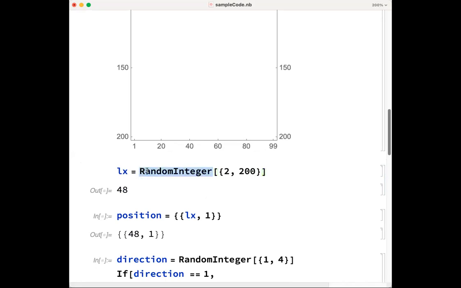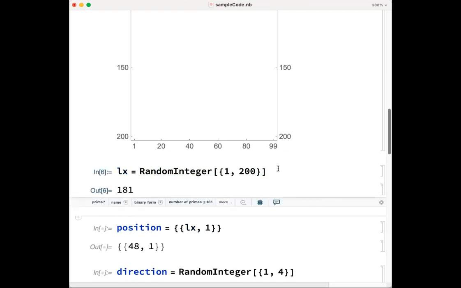And again, RandomInteger is one of the functions that it has. If you look in the help, it's going to give you that. Sorry, I shouldn't have changed that one. I'm going to pick a number between 1 and 200 to stick my new particle in. What I'm asking the computer with RandomInteger is, pick a number between 1 and 200 and store it in LX. And this is a random number. Last time I ran this, it gave me 48. Hopefully, if I do it again, it's going to be another number, 181.